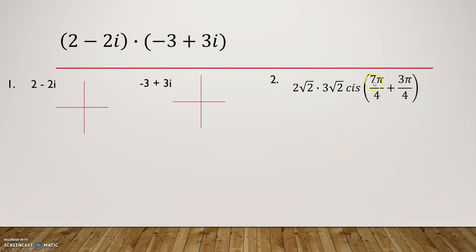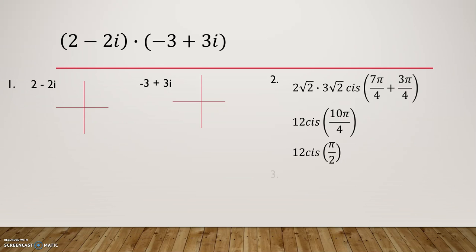Okay, so again, just make sure that these angles are in the correct quadrant. So 2 minus 2i is found down here, so we know we're in the right spot. And negative 3 plus 3i is found in quadrant 2, so we know 3 pi over 4 is correct. And then from there, we can combine our like terms and multiply out the front. So 2 square root of 2 times 3 square root of 2 is 12. If we add the pi over 4s, we get 10 pi over 4, which reduces down to 5 pi over 2. We want to get between 0 and 2 pi, so that is coterminal with pi over 2.